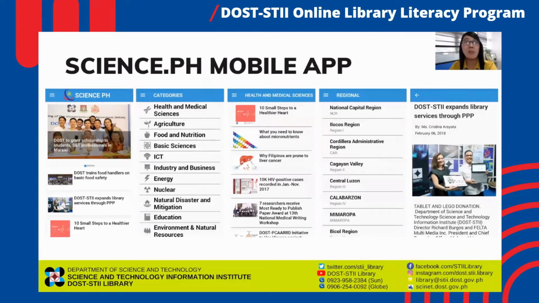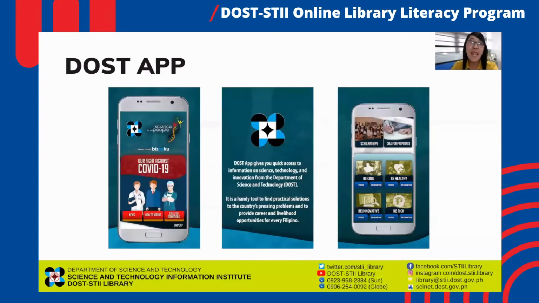Next is the Science.ph mobile app. If you are always on the go and you want to be updated on the news on science and technology, well, we recommend the Science.ph mobile app for you. By using this mobile app, you will always be updated on the happenings in the field of science and technology. The Science.ph mobile app will let you categorize the news by region and by field of study. So download it now.